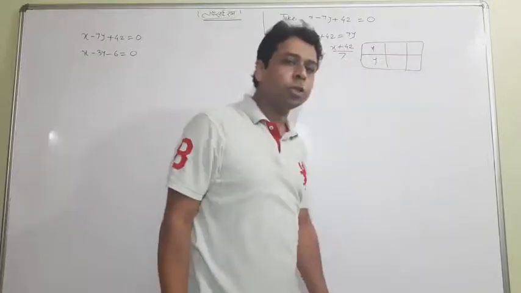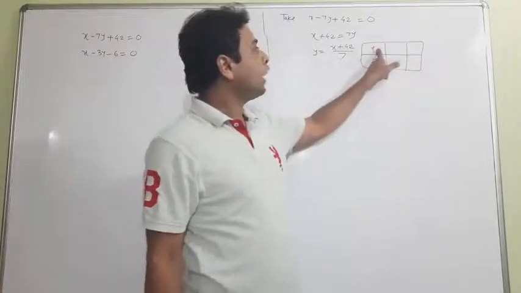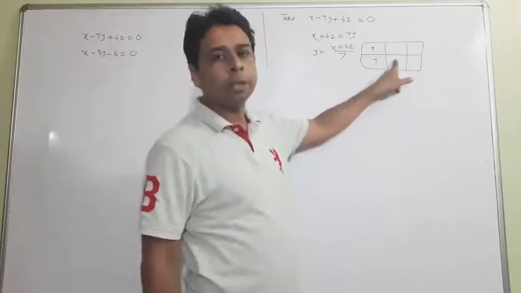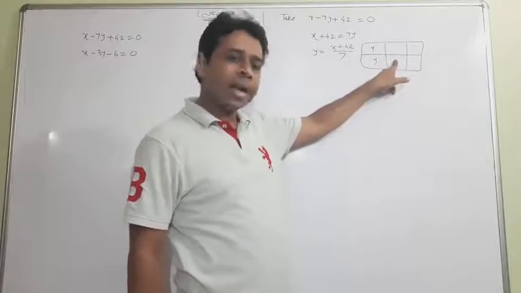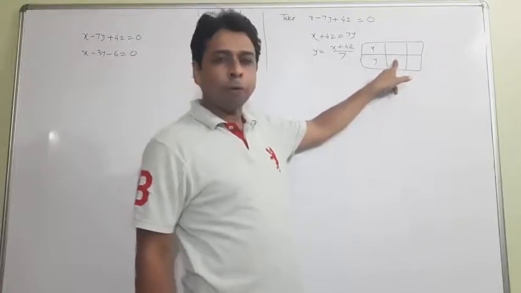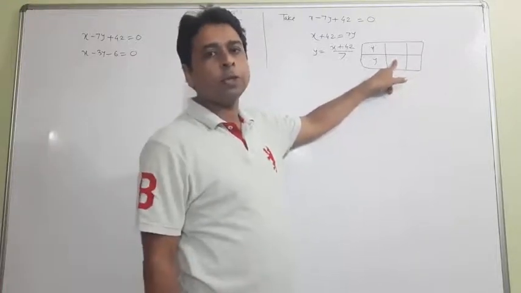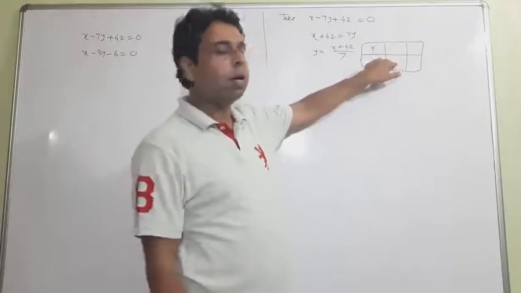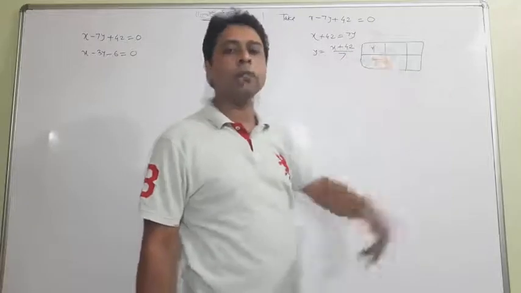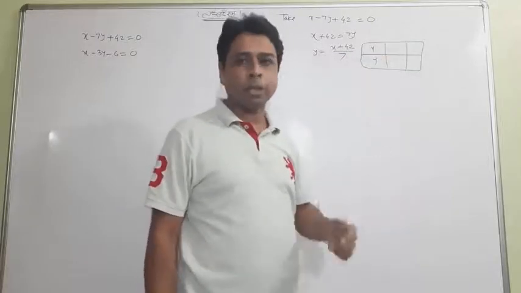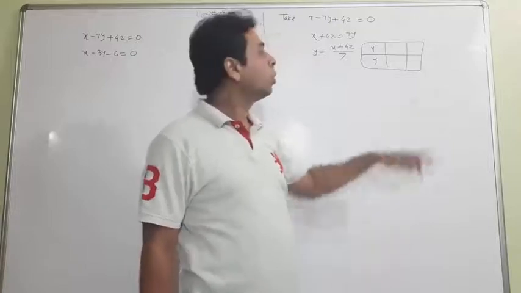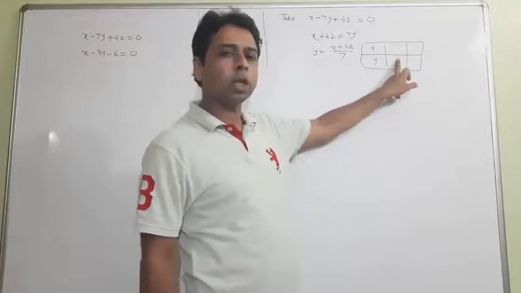I have a suggestion for you: choose x from your side so that y should not be a fraction. If a fraction comes, it is acceptable, but it will be tough to represent on the graph. So I request you to choose a value of x so that you get y as an integer, natural number or whole number, but not a fraction. It is only for your convenience.